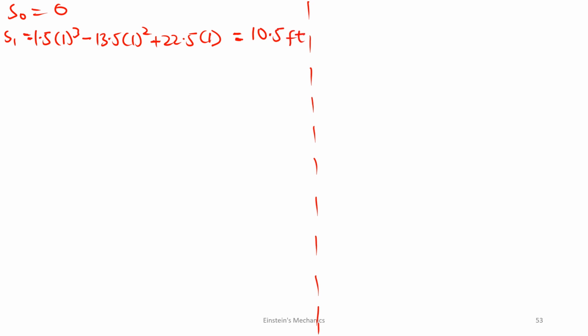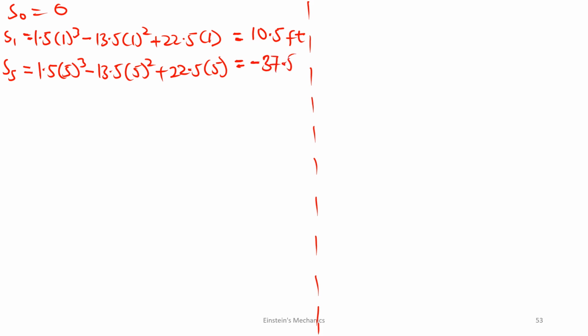We also saw that there will be a turning at 5 seconds. So at 5, that is going to be 1.5 by 5 cubed minus 13.5 by 5 squared plus 22.5 at 5, which is going to give me negative 37.5 feet. So do you see that the position is changing, meaning there was a turning point at 1 and 5.